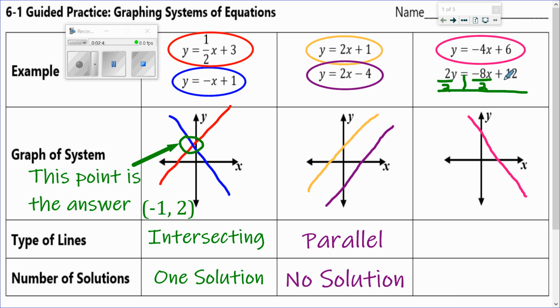So that means that we're going to divide the -8 by 2, and we're also going to divide the 12 by 2. So that now over here on the left side, the 2's will cancel, so that now we have y equals, and then you divide. -8 divided by 2 is -4, so we write -4x, and then 12 divided by 2 is 6, so then it's plus 6.